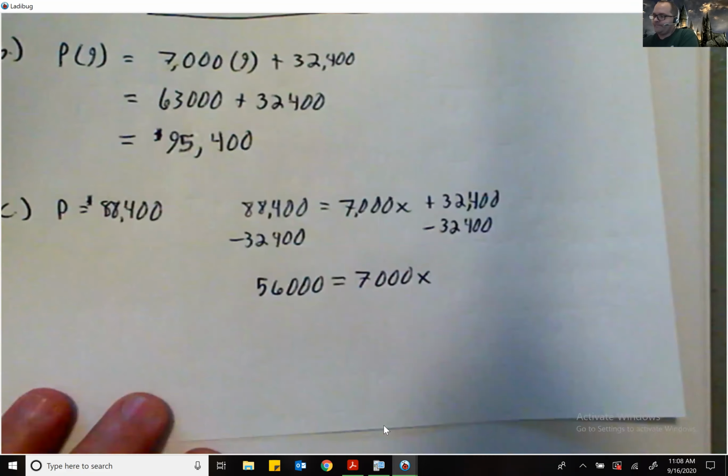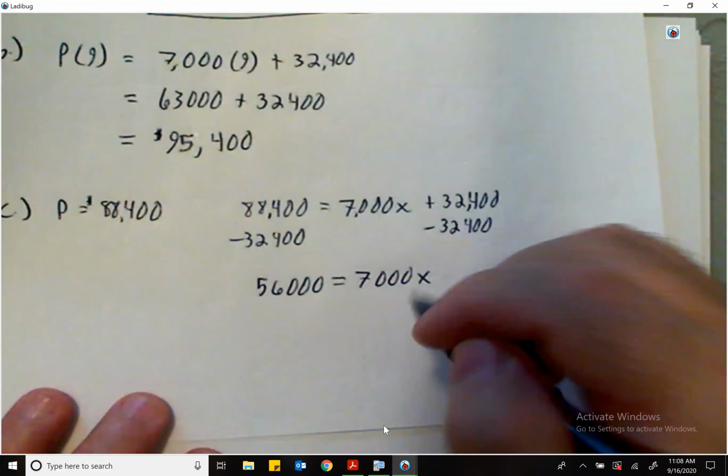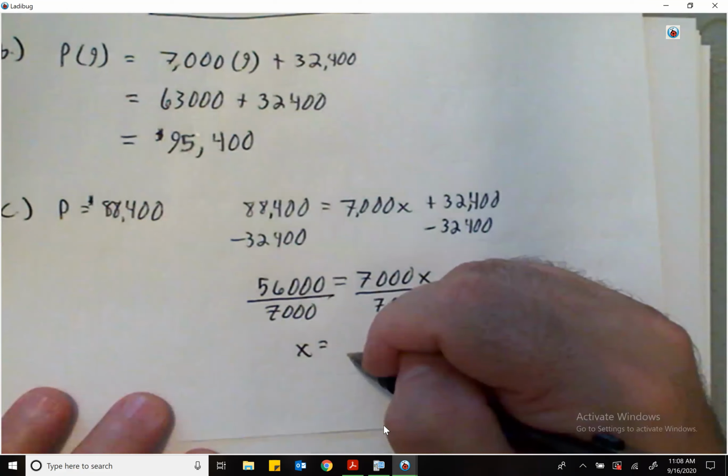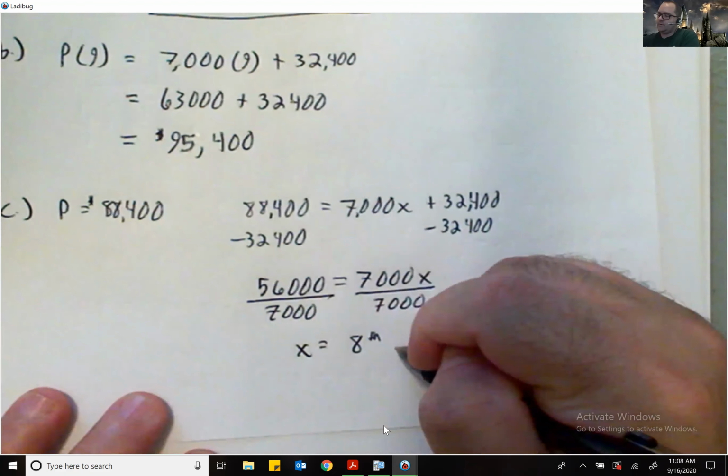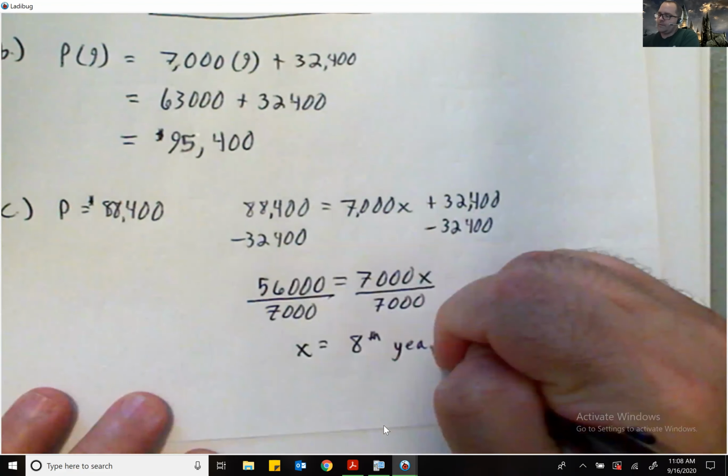Now what? You divide by 7,000 on both sides. And what do we get for x? 8. So the 8th year is when they will hit that profit. So you just come over here and you put 8. That's it. Any questions about that word problem? No, can you go back on it, please?